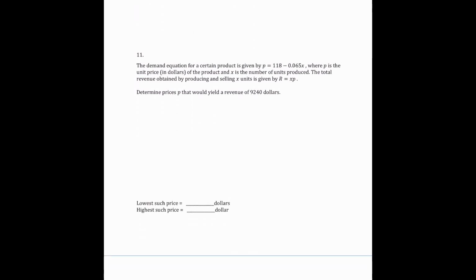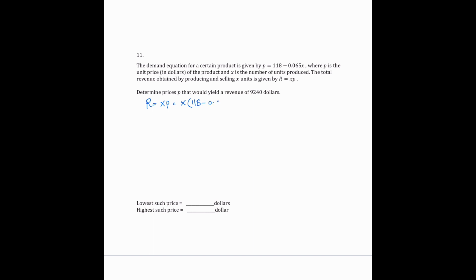The demand equation for a certain product is given by P equals 118 minus 0.065x, where P is the unit price in dollars of the product and X is the number of units produced. The total revenue obtained by producing and selling X units is given by R equals XP. Determine prices P that would yield a revenue of $9,240.